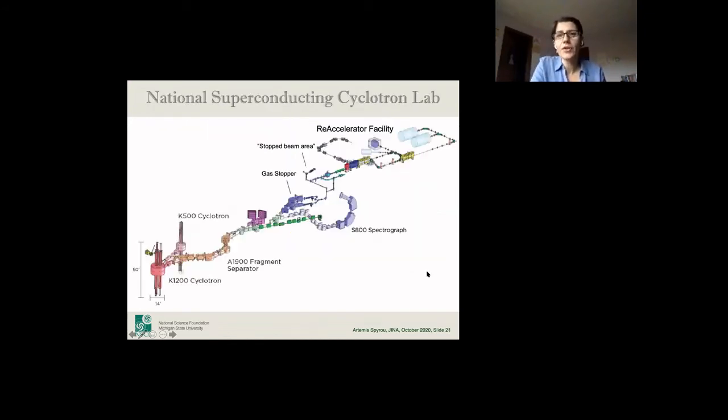And so once you have your nucleus, then you have to guide it into an experimental area. And we have many, many different experimental stations in the lab. If you come for a tour, you will be able to see all of these.